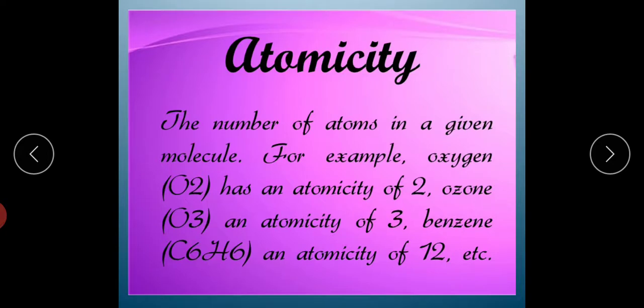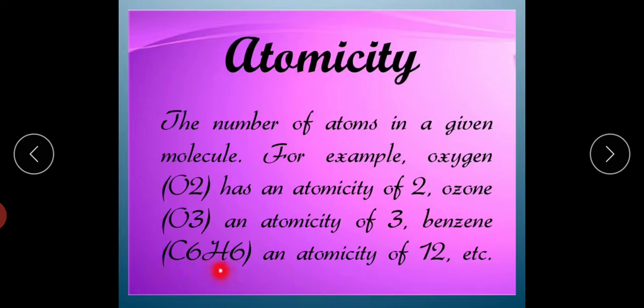Now children, we have seen that hydrogen and oxygen molecule, they have two atoms each. In ozone, there are three atoms. In phosphorus, there are four. And in sulfur, there are 8. So, atomicity can be defined as number of atoms in a given molecule. For example, oxygen O2 has atomicity 2. Ozone O3 has an atomicity of 3.